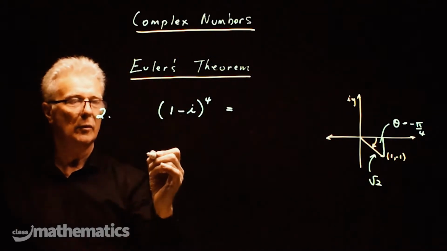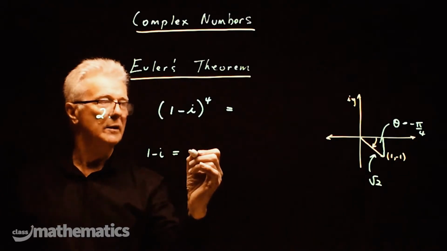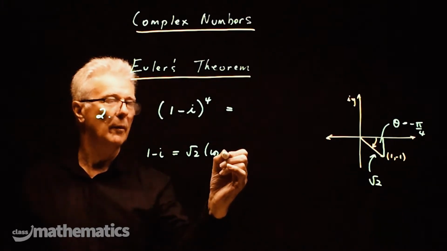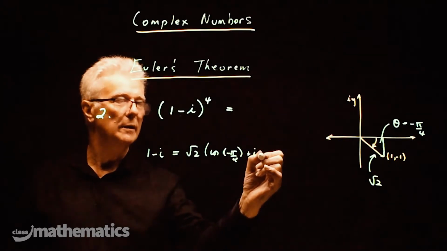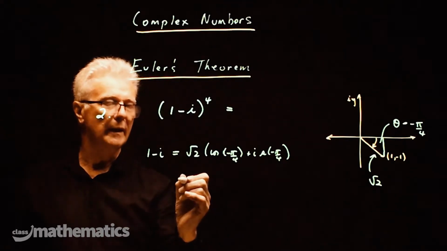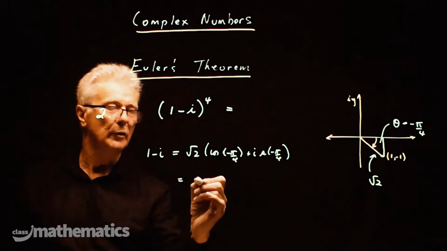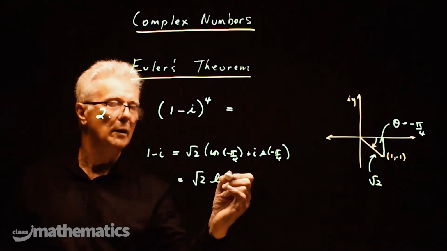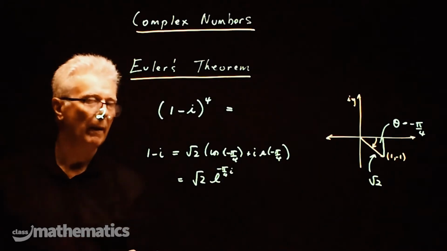So we can say that 1 minus i is equal to root 2 times cos of minus pi/4 plus i sine of minus pi/4. So that in the Euler form is going to be equal to root 2 e to the minus pi/4 i.